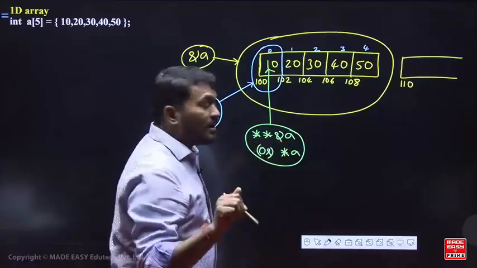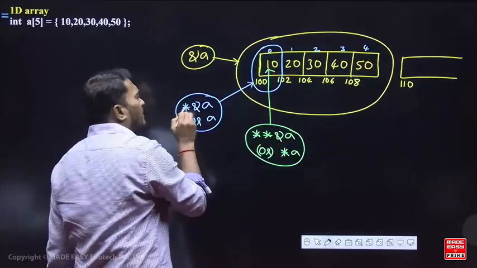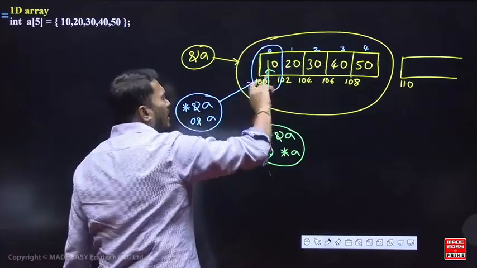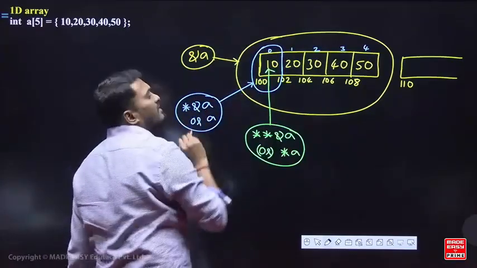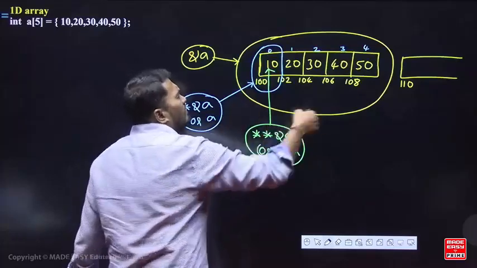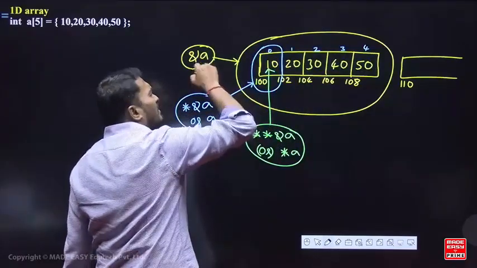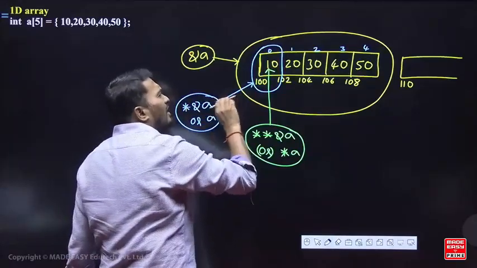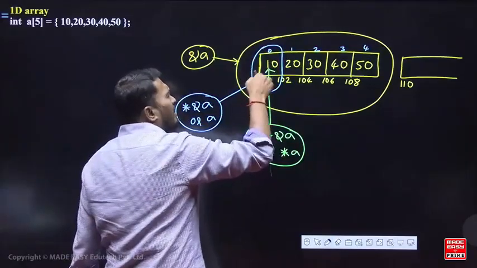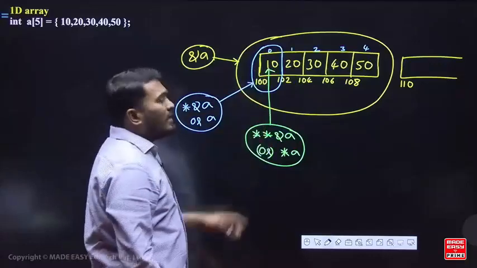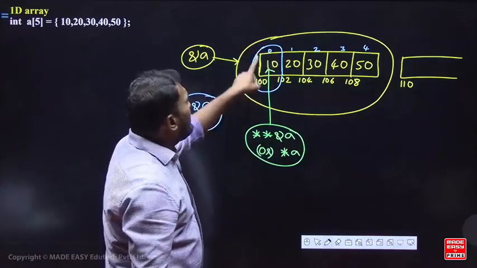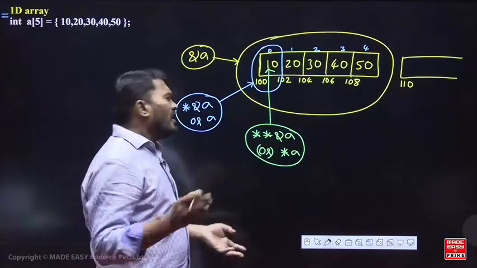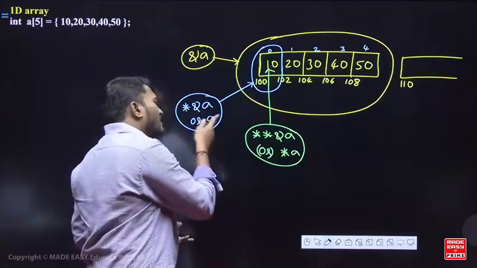100 only. And next, if I say star here, ampersand a means it was pointing to the entire 1D array. If I say star, you go inside. If I apply star, it will go inside, meaning it goes inside the 1D array. So it will point to what? The 0th element base address. What will it print? 100 only. Remember, star ampersand a is exactly the same as a only.